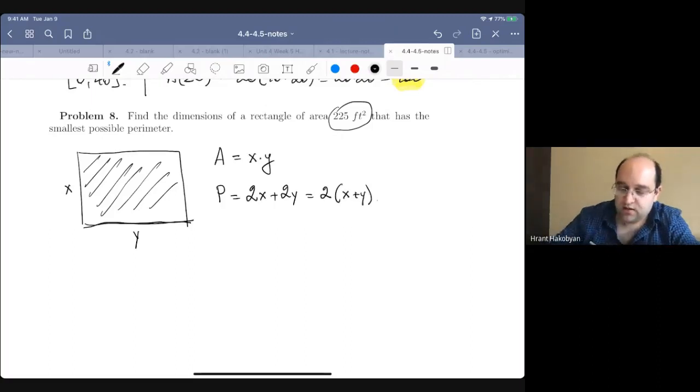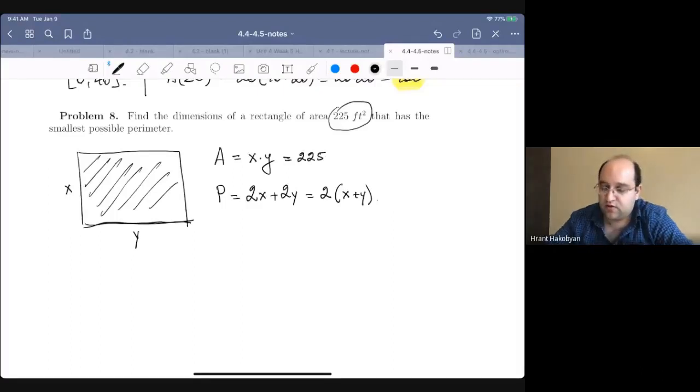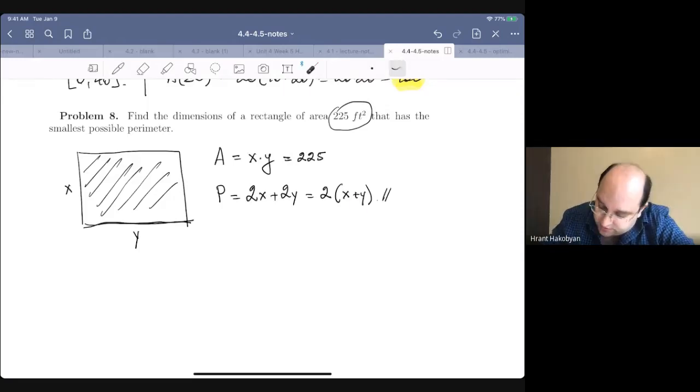Okay, so now what do I know? I know that the area of the rectangle is given to me. It's equal to 225 feet squared. So I want to find for which values the perimeter is the smallest. But again, perimeter now is a function of two variables, x and y. So I want it to be a function of one variable. How do I do that? Well, I solve for y from here and plug it in here.